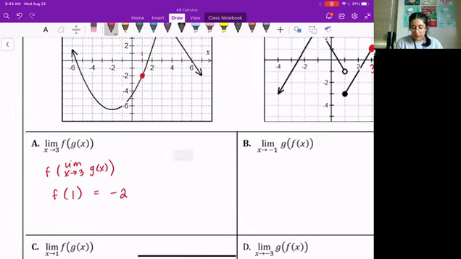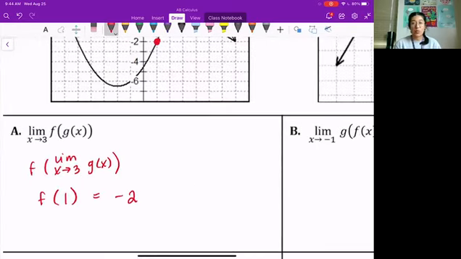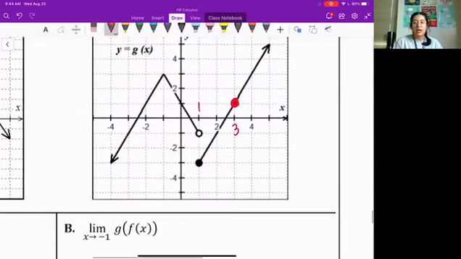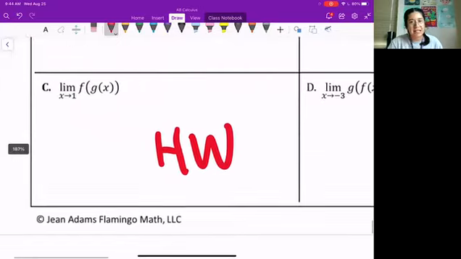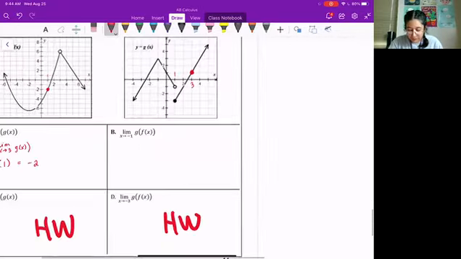Okay, if this problem would have asked me for the limit as x approaches 1 for g of x, I'm approaching 2 different spots there. The limit at 1 does not exist. So the entire answer to the entire problem would not exist. That's going to help you out with part C on the homework. Okay. Last one we're going to do.